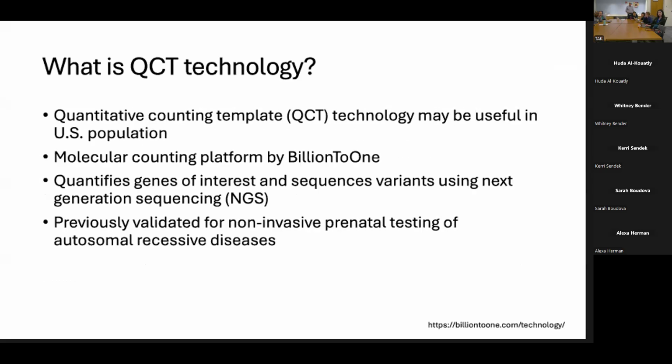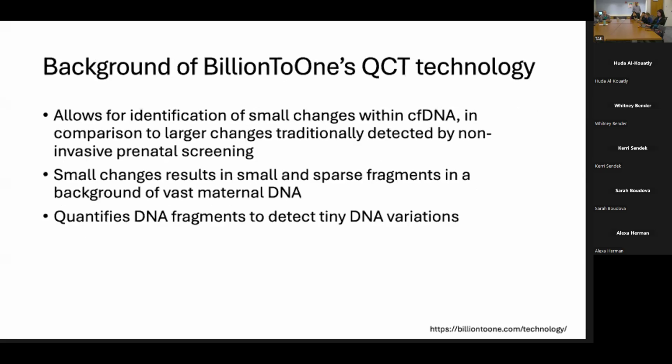Okay, so what is QCT technology? It may be useful in the US population. It's a molecular counting platform created by Billion to One. It quantifies genes of interest and sequences variants using next generation sequencing. And it's been previously validated for autosomal recessive diseases, like cystic fibrosis, for example. It allows for identification of small changes within DNA in comparison to larger changes that were traditionally detected by non-invasive prenatal screening. So these small changes result in small fragments and a background of a lot of maternal DNA. And it can quantify these DNA fragments to detect tiny DNA variations.